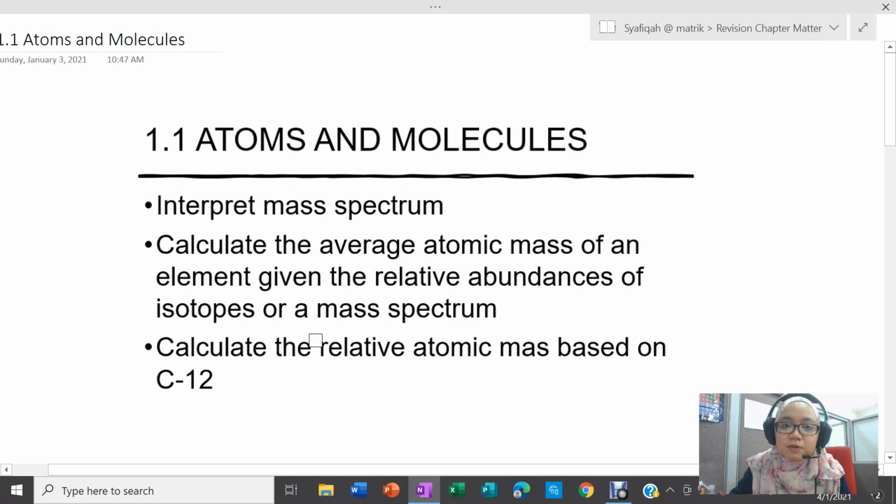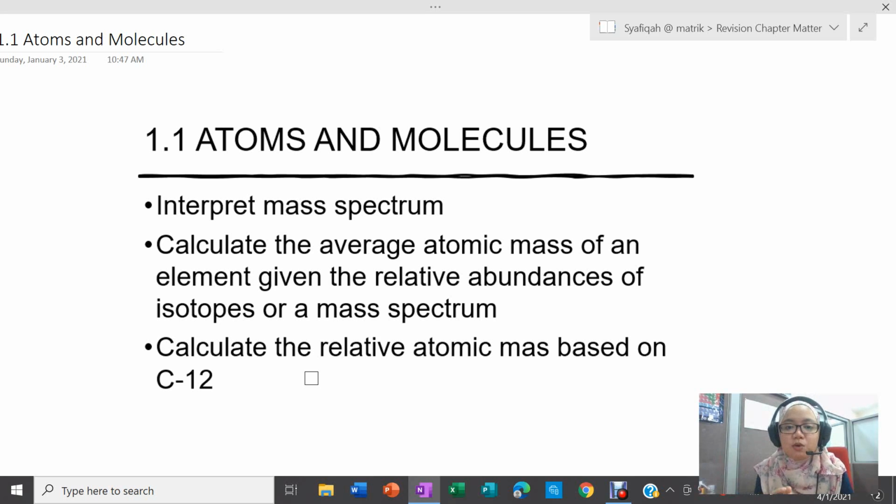These are the learning outcomes that you need to fully understand, and I hope that you are able to apply the knowledge that you have learned when answering questions during your examination later on. The first learning outcome you have to master is how to interpret the mass spectrum. The second is how to calculate the average atomic mass of an element given the relative abundance of isotopes or a mass spectrum.